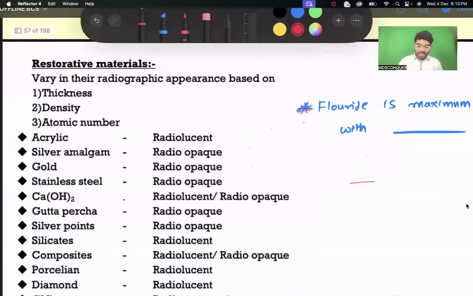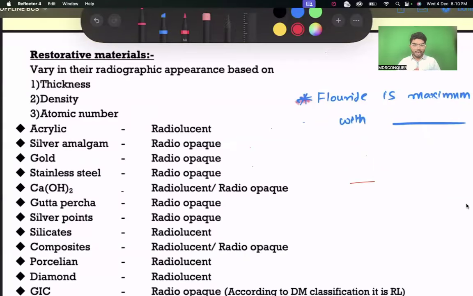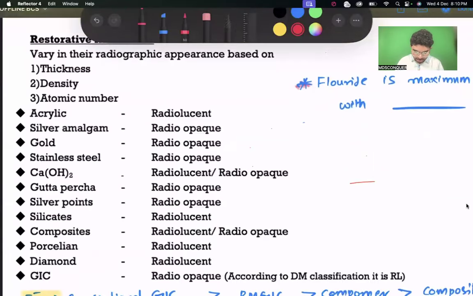Then jumping into the next part, restorative materials. Again, this table was taken from your Power Play books, radiology part. The notes were prepared by me when I was doing my internship. So restorative materials on radiograph, how they look. That's a very important concept.